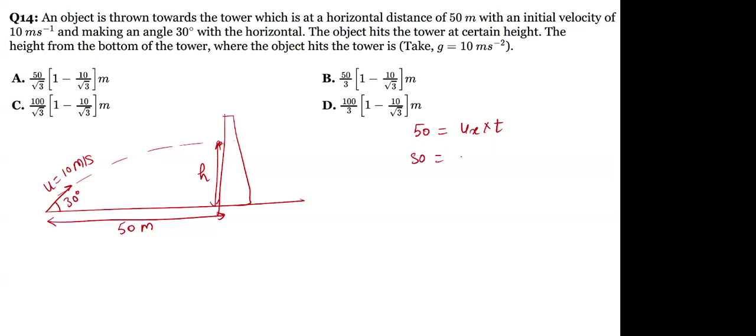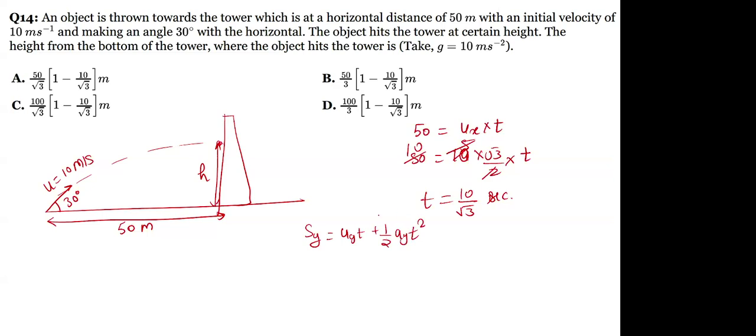So 50 is u cos 30, which is 10 into root 3 upon 2, into time. So this will be 5, this will be 10. The time taken by the ball to hit the tower at some specific height is 10 by root 3 second. Now what is the vertical height? For that we can apply this formula: Sy is equal to uy t plus 1 by 2 times ay t square. Gravity acts in the opposite direction, so it will be minus.